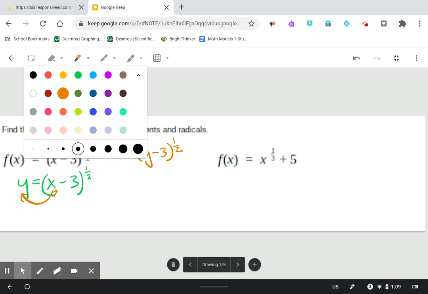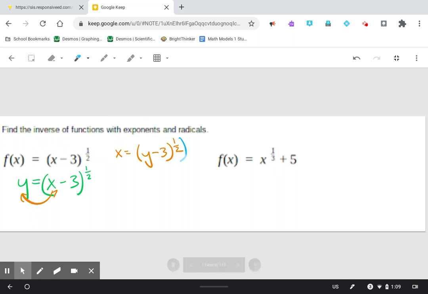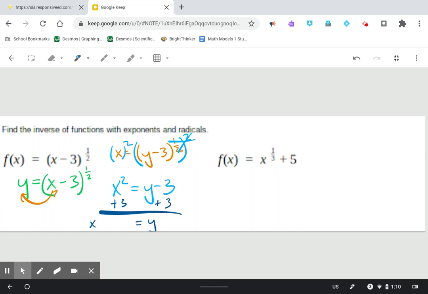Now I need to solve for y. So I'm going to raise everything to the second power. That's going to get rid of the 1/2 power. That's going to cancel that out. So this is going to become x squared equals y minus 3. Then I'm going to add 3 to both sides, and that is it. Y equals x squared plus 3. And there we go.